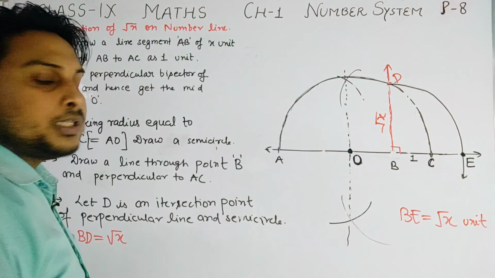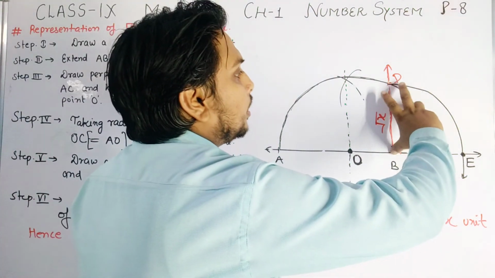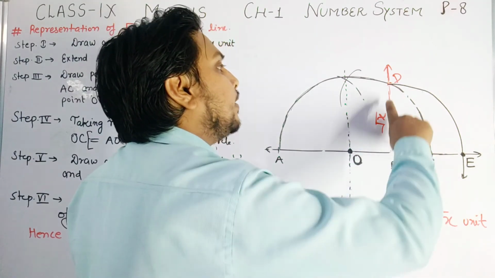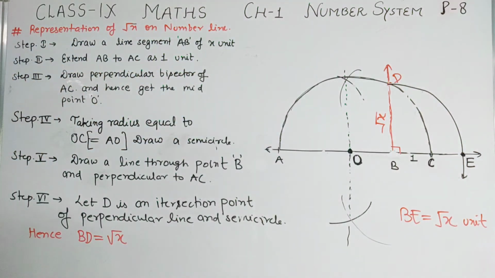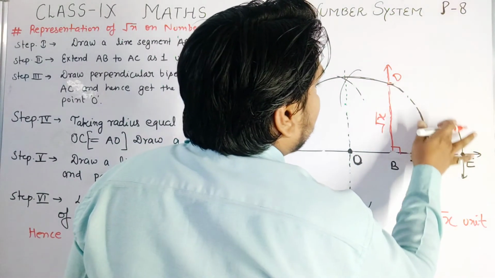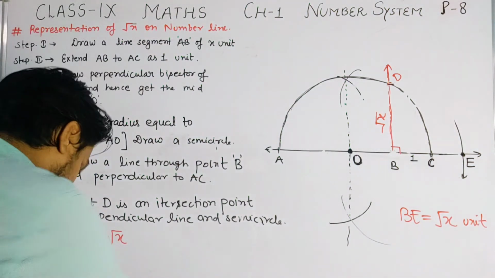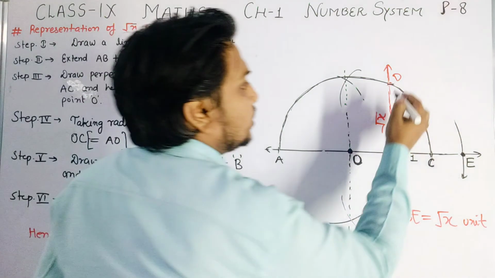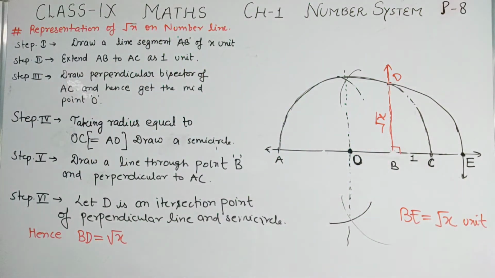Now if you want to show this square root of x on the number line, what you have to do is keep the compass at point B and, taking radius as BD, cut an arc on the number line. So the distance B to E will show you square root of x. See this distance. Okay, so BE will show you square root of x.